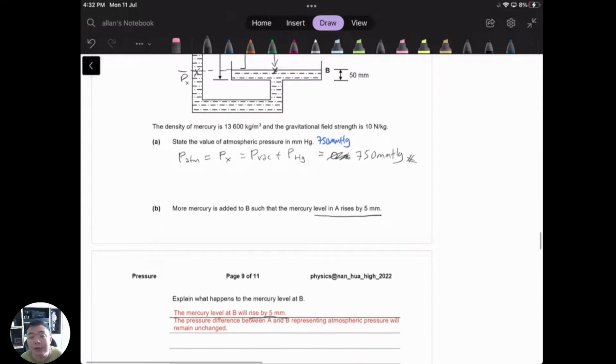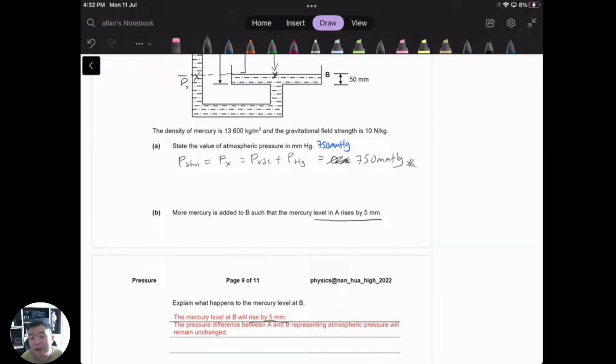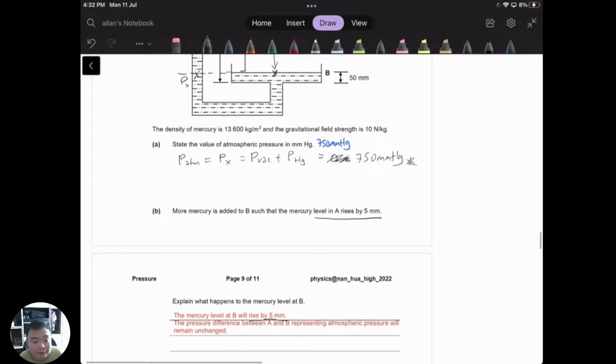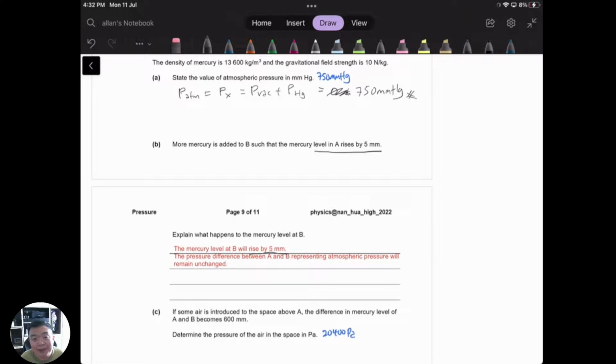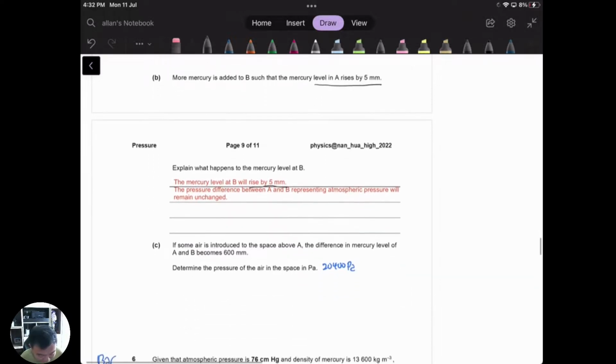So a mercury barometer actually doesn't depend on the amount of mercury inside, because regardless of the amount, the difference in the level in the barometer will reflect the atmospheric pressure. In part C, if the barometer is 40 and we introduce some air into the space above A, which is supposed to be a vacuum, the difference in mercury level now will be altered, as the question stated, to 600 mm. The objective is to determine the pressure of the air in Pascal.